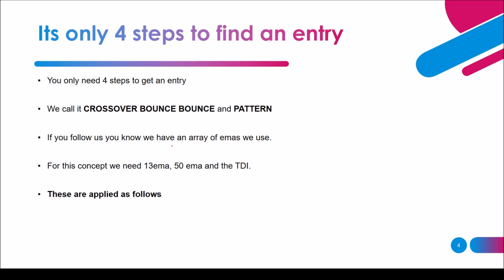It only takes 4 steps to find an entry. You only need these steps to get a proper entry using this particular concept. We call it crossover, bounce, bounce, and pattern. It's something that you can get and know by heart. It's crossover, bounce, bounce, pattern. If you can repeat after me, crossover, bounce, bounce, pattern, it means you can trade this particular concept.